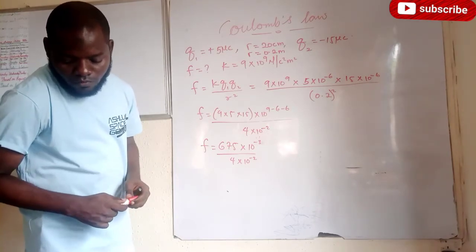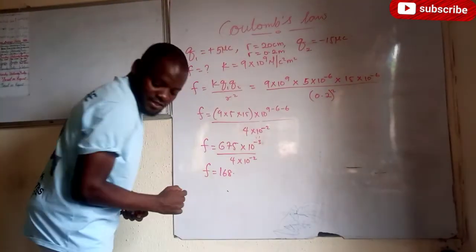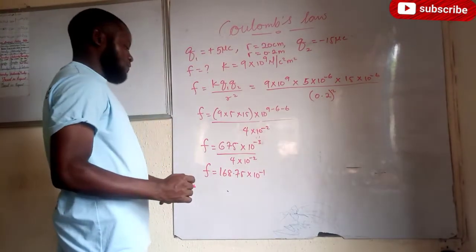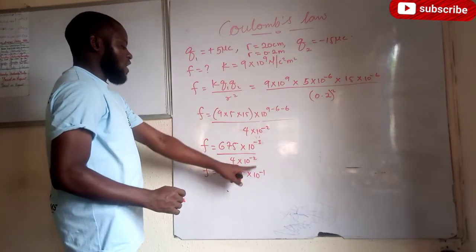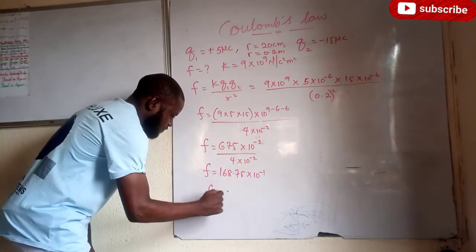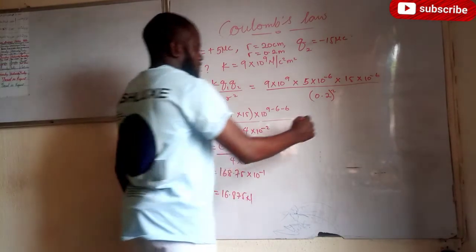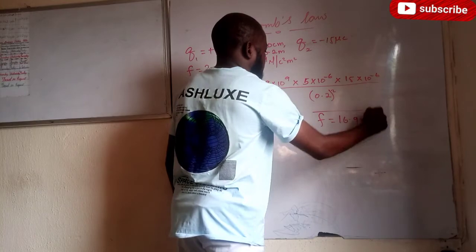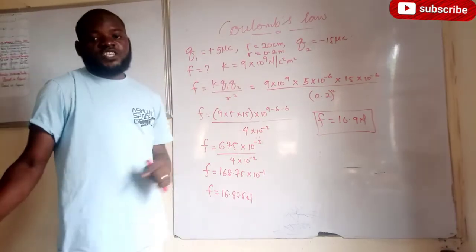So we have the F to equal 168.75 multiplied by 10 to the power of minus 1. So if that should be the case now, if this is 10 raised to the power minus 1, because this one will become plus, then we have just what? Minus 1, which is equivalent to, like, we are dividing by 10. So this will give us F equals 16.875 Newton. So F is equal to 16.9 Newton. So this is going to be the value for the electrostatic force of attraction between the two charges.